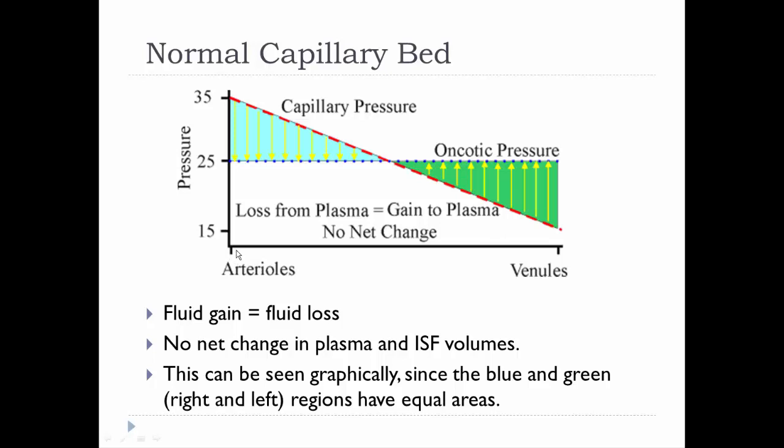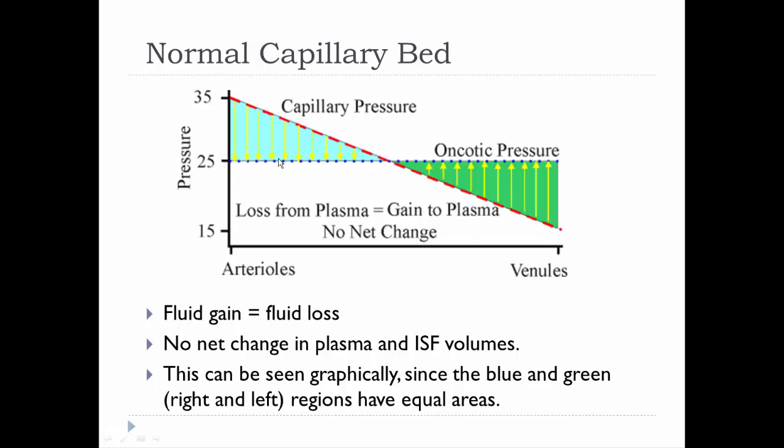On the x-axis here, this is the length of the capillary. Here is the arterial end of the capillary. Here's the venule end of the capillary. And then the y-axis is a measure of pressure. So we can think of it in terms of capillary pressure. That would be the blood pressure, which decreases as you move away from the heart. So you can see the blood pressure decreases as you go from the arterial end to the venule end.